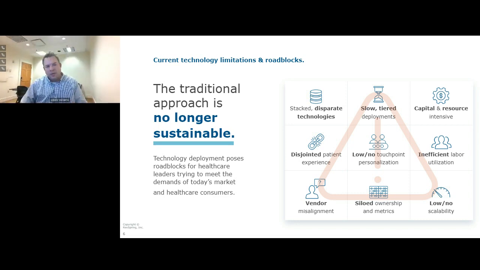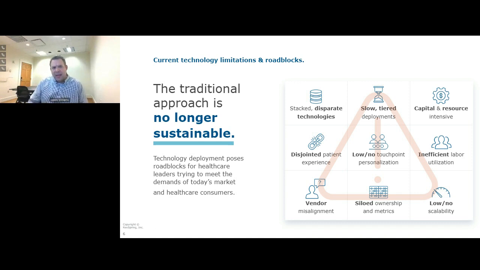What we do know in terms of the current technology limitations and potentially even roadblocks within the patient experience is really around the fact that the traditional approach is no longer sustainable. And this is obviously my opinion in the sense of where we see the market. I get the advantage of traveling the country from east to west, north to south, and interacting with a lot of great revenue cycle leaders to understand, number one, what is working in their shop, where they've taken advantage of a technology and a deployment to actually enhance the experience.